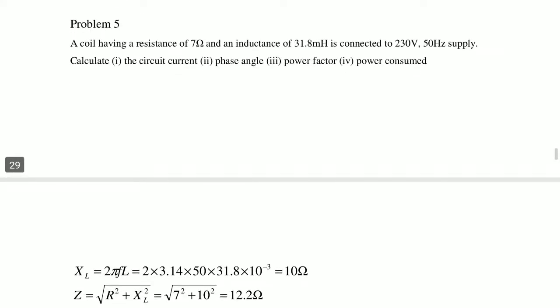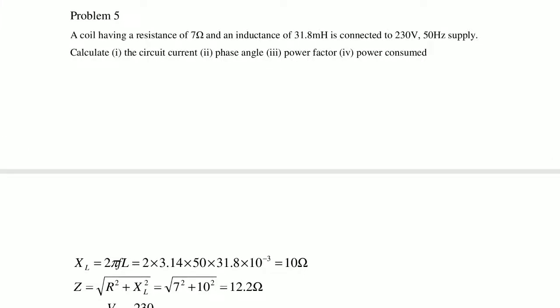First we have to calculate XL. Why go for XL? To determine the current, we have to know the impedance, and for that we need XL. XL is equal to 2 pi f L, which is 2 into 3.14 into 50 into 31.8 into 10 to the power of minus 3. So XL is 10 ohms.